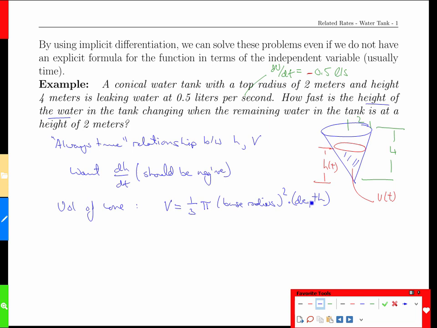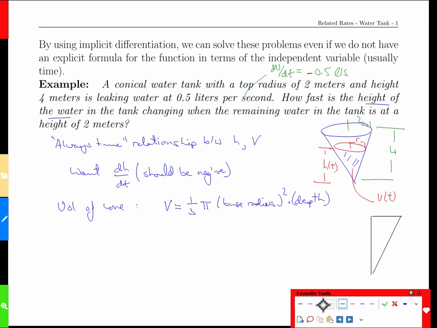Now, one of these we know, we call the depth of the tank h. What we haven't put on here is the corresponding radius, let's call it r here. And it's going to change. It's going to get smaller and smaller as we empty the tank out. But we have a lovely similar triangle construction we can make now.